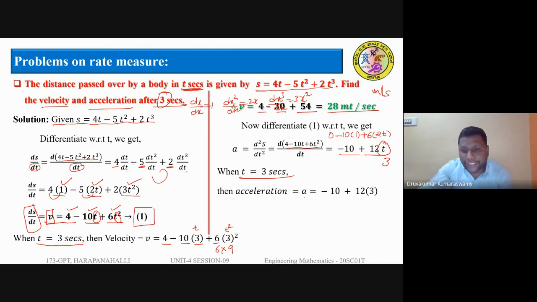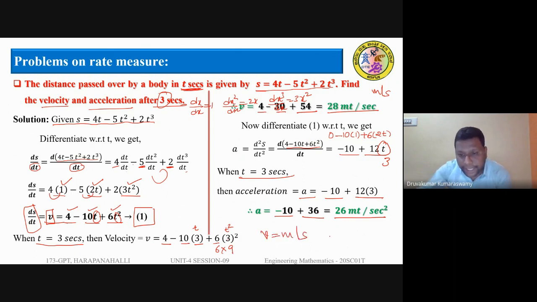Then acceleration a is equal to minus 10 plus 12 into 3. So what do you get here? 12 into 3 is how much? 36. Minus 10 plus 36, so 36 minus 10 it is 26 meter per second square. Meter per second square is the SI unit of acceleration. SI unit of velocity is meter per second and SI unit of acceleration is meter per second square.